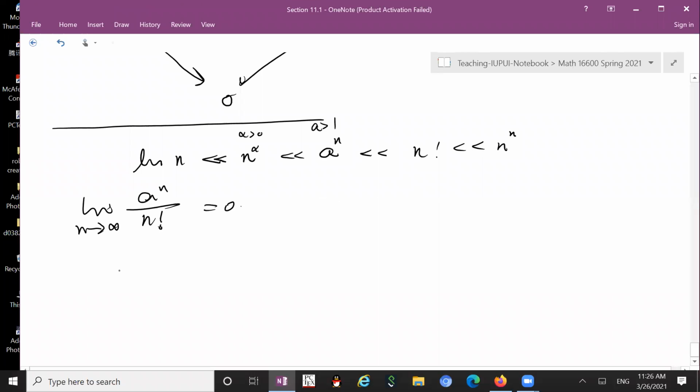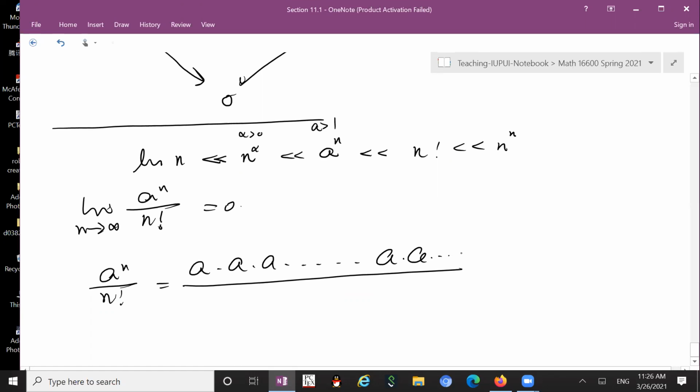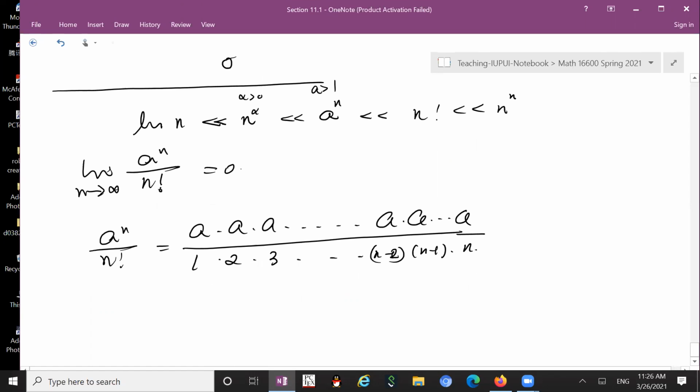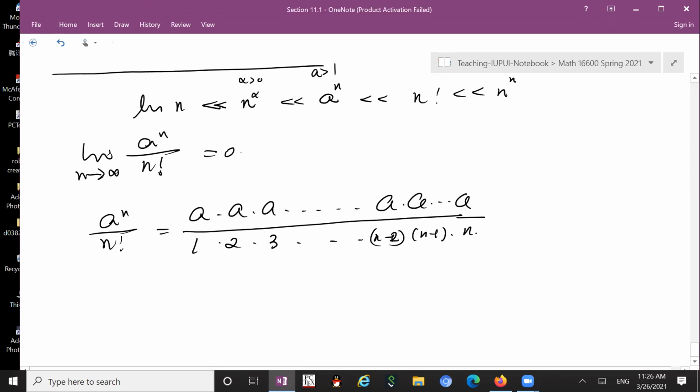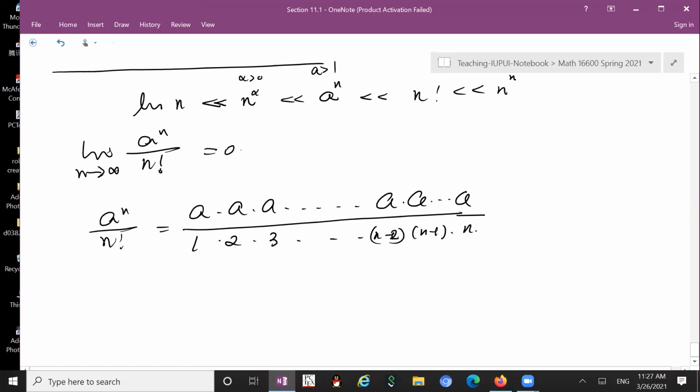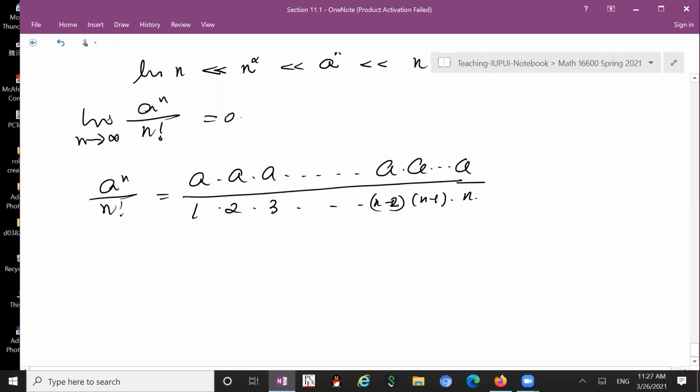So let's take a look at a to the n over n factorial. If you write it down, you have lots of a's here, and here's 1, 2, 3, all the way to n minus 2, n minus 1, and n. But I still don't see why this goes to 0. So the idea is that a is a finite number. So what you do is you cut somewhere here. I'm going to choose a number k, the kth term.